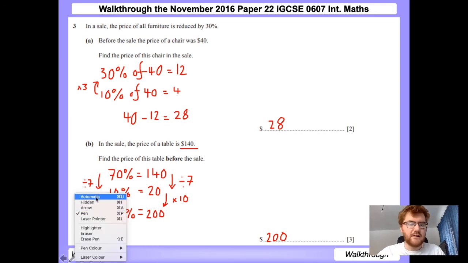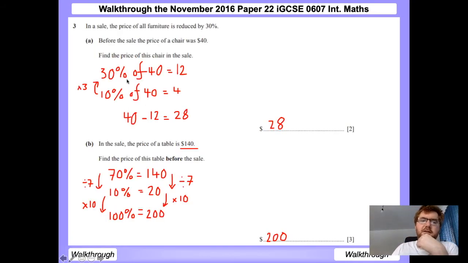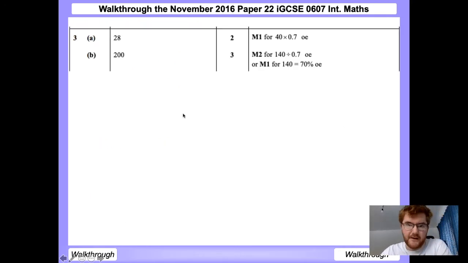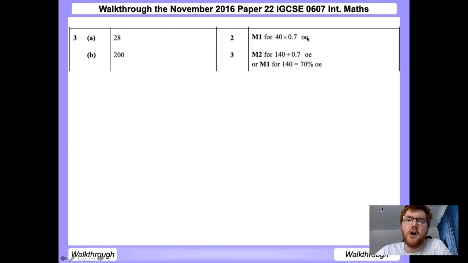So, quick look at the mark scheme. Notice any calculation that gives you 40 times 0.7 or equivalent. The way we did this is work out 30% and take it away, which is fine. And then we did this method here. So M1 for 140 is equal to 70%. And then dividing by 0.7, well, that's the same as dividing by 7 here and then timesing by 10. It's the same operation. You'll notice on the mark scheme, it says OE.